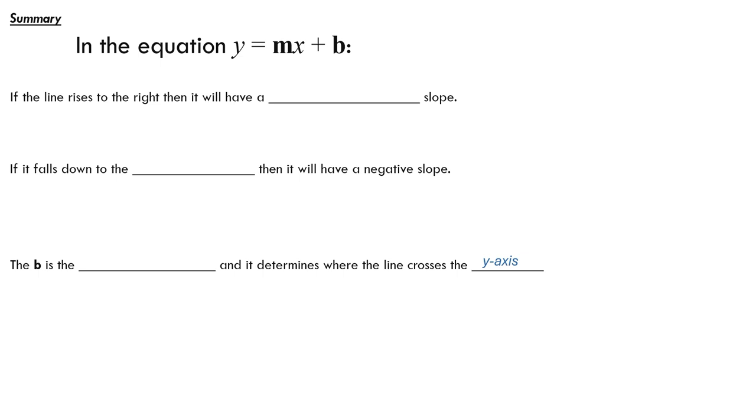If the line rises to the right, then we have positive slope, y equals 2x, and it is shown here, an example to the right here. If it falls down to the right, then we have a negative slope, example negative 2x, and you can see it falls off to the right. And of course, like we've said many times before, b is the y-intercept, and it determines where the line crosses the y-axis.